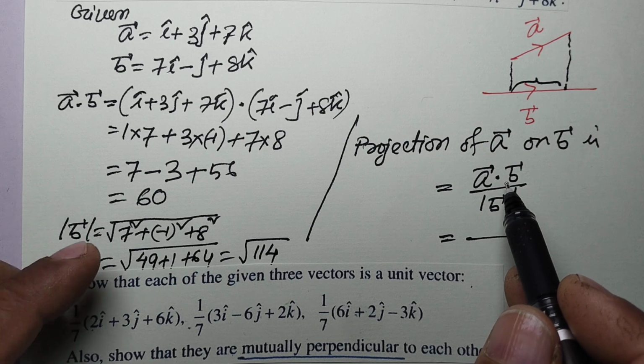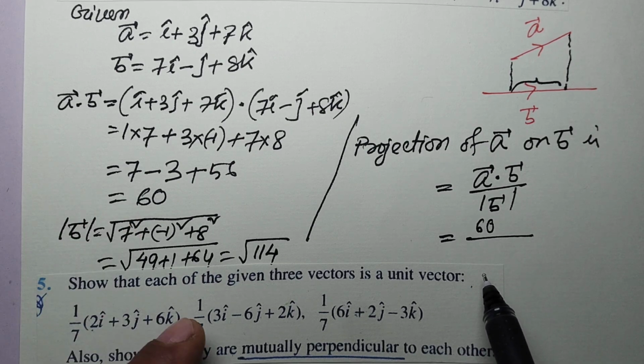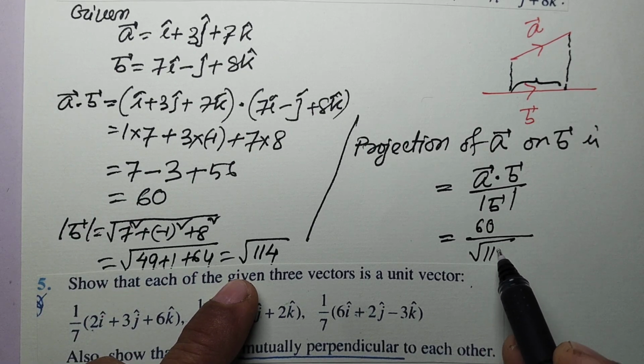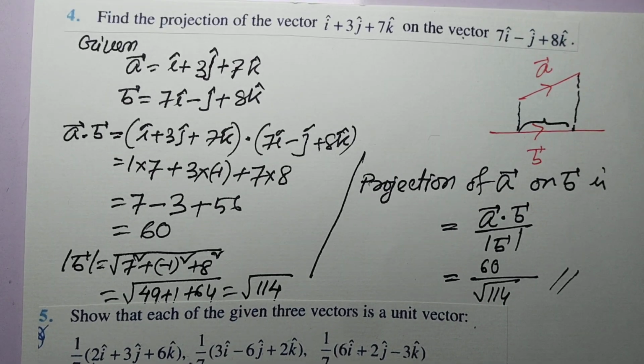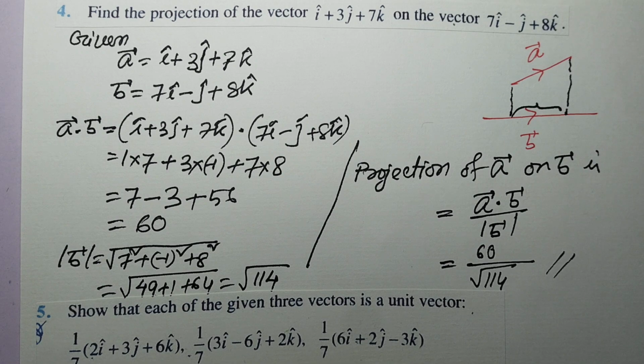And this is the formula for projection. We are just putting the values. A dot B we got 60 and magnitude of B we got square root of 114. So this is the projection of vector A on the vector B, and it is the complete solution for this question.